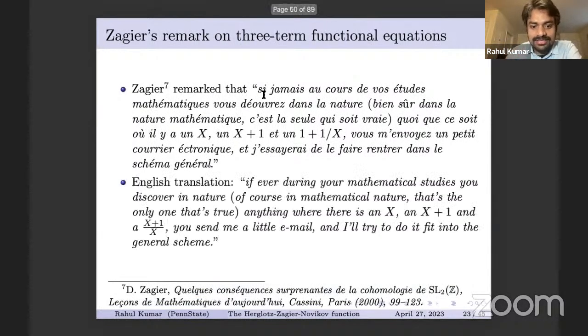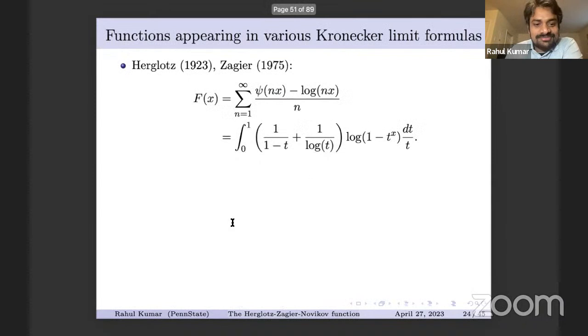What it says is that if ever during your mathematical studies you discover in nature, of course, in mathematical nature, anything where there is an x plus 1 and x plus 1 over x, you send me a little email and I will try to make it fit into the scheme. So this remark itself tells us the importance of three-term functional equations in mathematics. I would request all of you, if you find any three-term functional equation, contact Zagier, and then you have better chances of getting a reply from him. Otherwise, it is difficult.